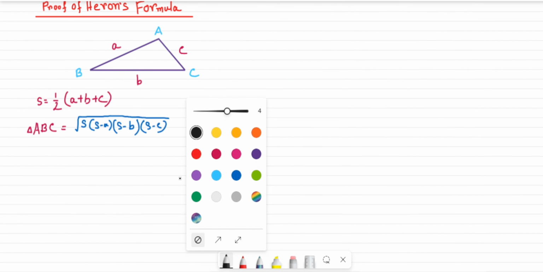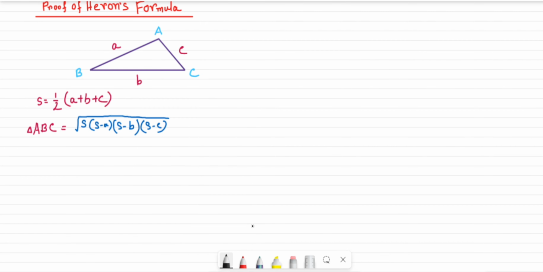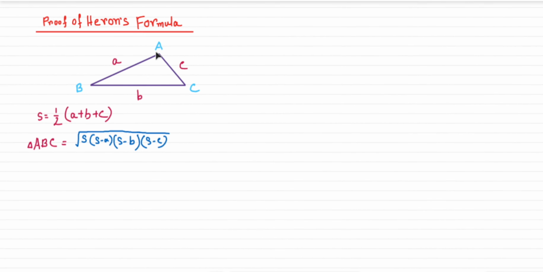Today we will be proving the formula of Heron. Okay, so what does the formula say? It says if ABC is a triangle and the sides of this triangle are A, B and C, then the area of this triangle would be the square root of S into S minus A into S minus B into S minus C, where S equals half into the summation of all of these sides, meaning A plus B plus C. So we will be proving it. Let's start the process.